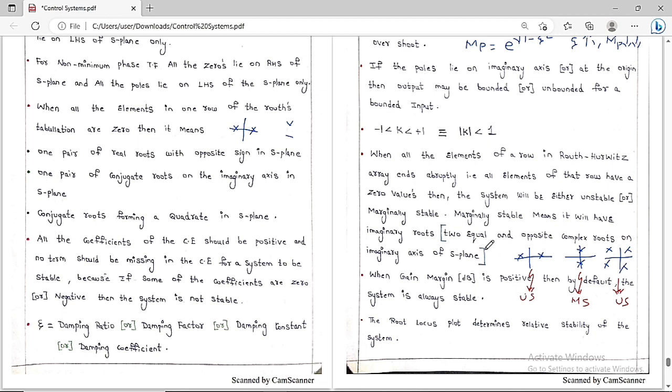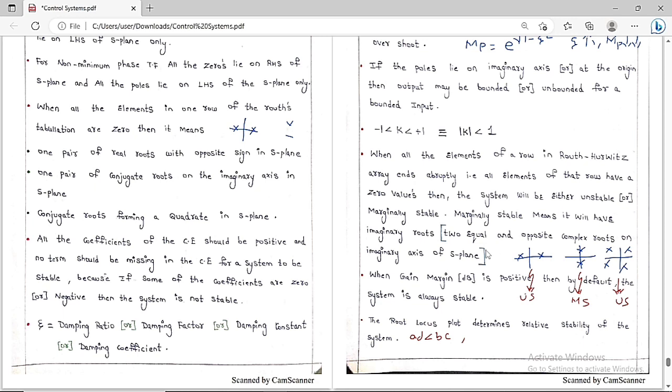The next point is, when the gain margin in dB is positive, then by default we can say the system is always stable. I have already told you this many times, but let me repeat here. Listen carefully. Let me take a characteristic equation: A S squared plus B S squared plus C S plus D is equal to 0. Whenever AD is less than BC, we can say the system is stable.